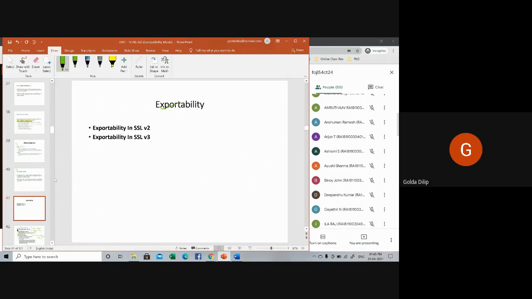Generally when we do this, one concept which comes into the picture is weak crypto and strong crypto. This is another popular terminology which comes up. So this is weak cipher and strong cipher. What do you mean by weak cipher and strong cipher?